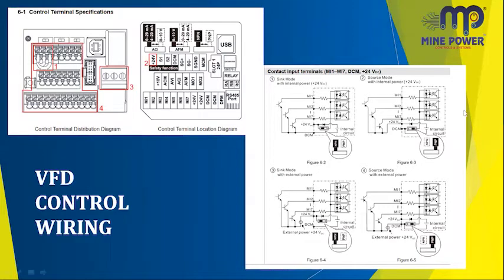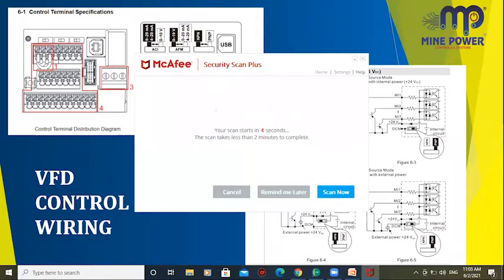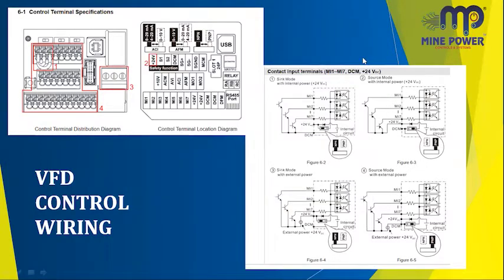Next we are going to see the control terminal specifications. As we showed before, M1, M2, M3, M4, M5, M6, M7 are the output switching devices, and plus 24 volt is built into the VFD drive itself. It can produce 24 volt by the VFD drive itself, and DCM. These are used there.